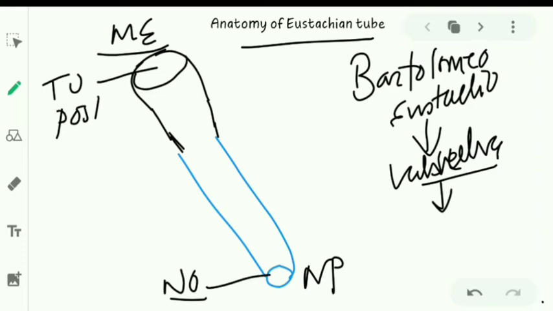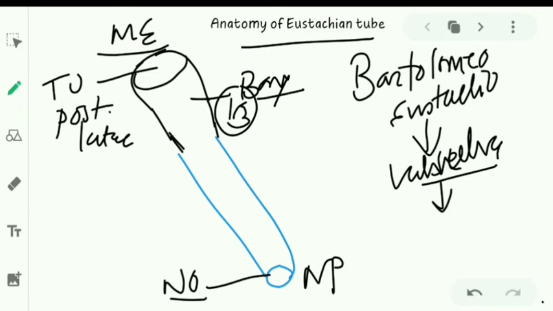The posterolateral part of the auditory tube is the bony part. It is formed by the petrous part of the temporal bone. It is one third of the total length of the Eustachian tube.